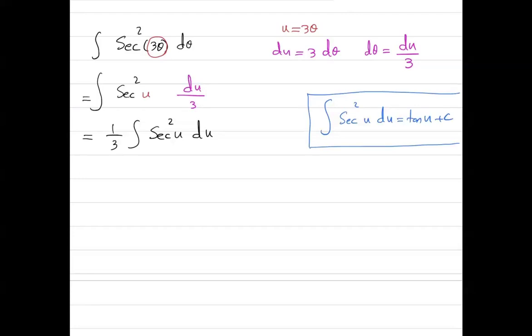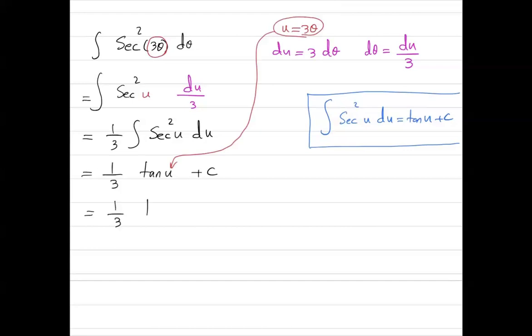This integral in turn can be written as a third tangent of u plus a constant of integration. What was u? u is 3 theta. Just substitute it back here. Your integral is a third tangent of 3 theta plus a constant of integration. This is your integral, the integral of secant squared of 3 theta.